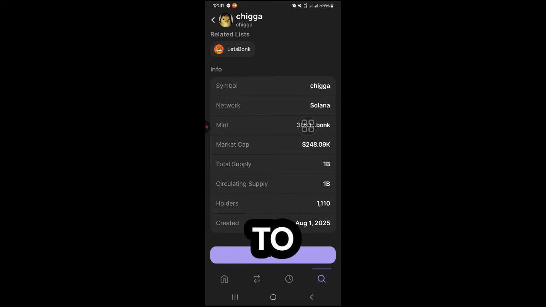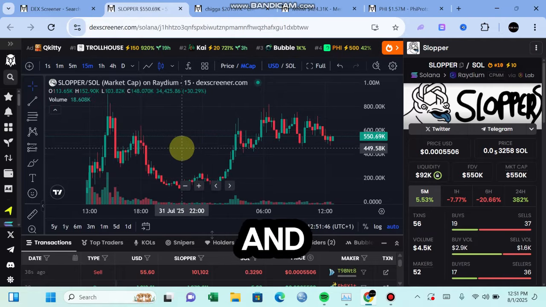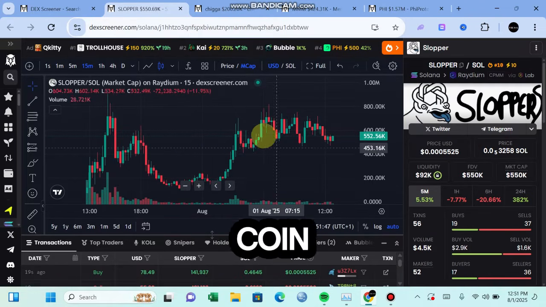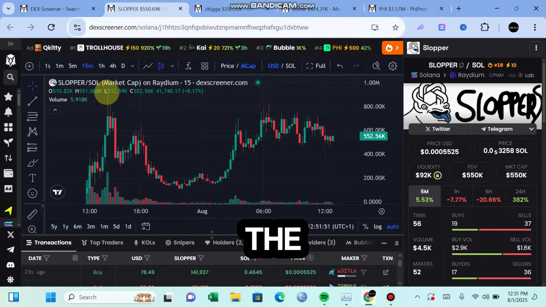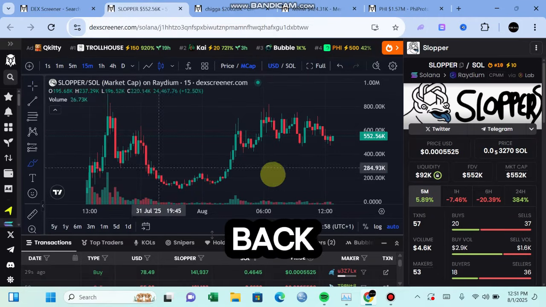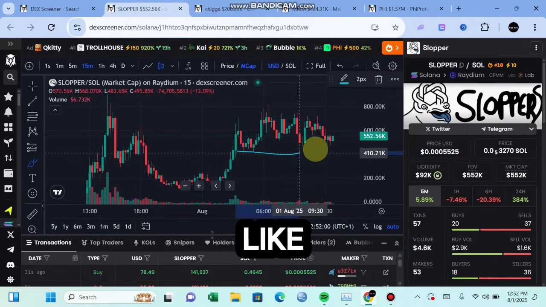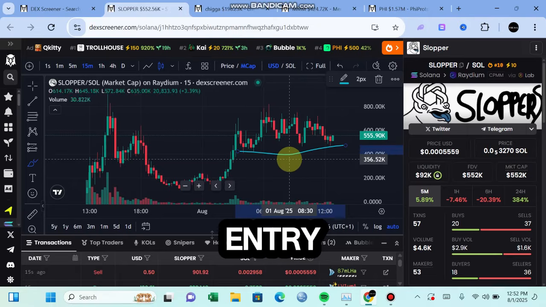The next step is to open up your Dexscreener and check these particular coins out. So guys, this is Dexscreener and I've opened up this particular coin. This is the first one, Sloper. You can see the highest point this coin ran to was close to 1 million market cap, and now there's a very good pullback to this particular place. It's like a support level. I think this is actually a very good entry point.